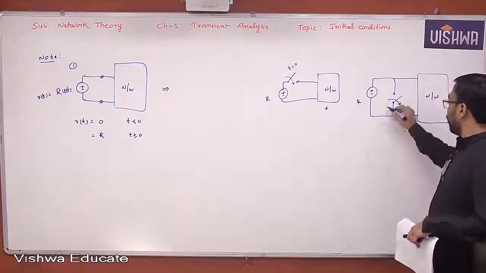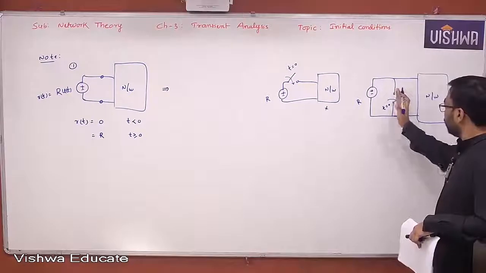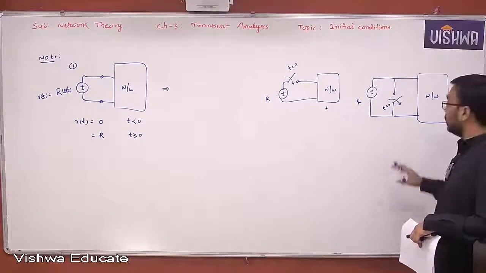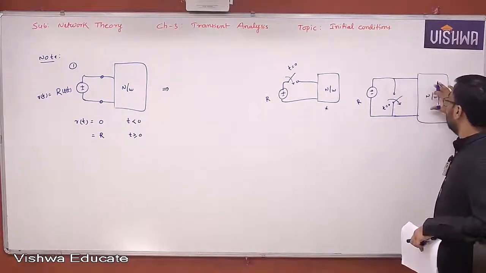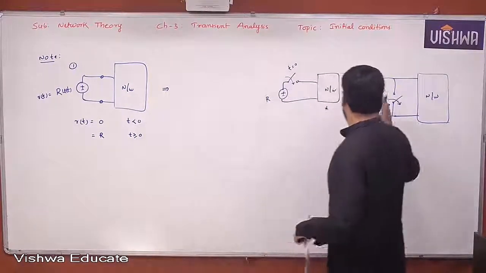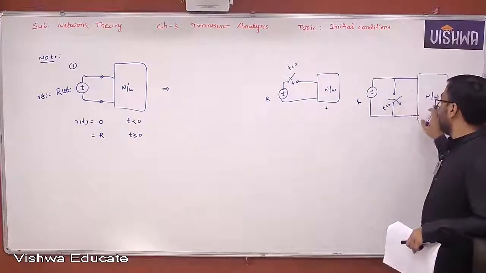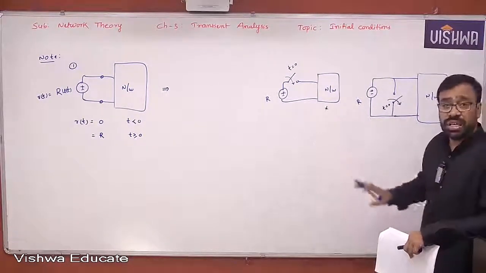For t less than 0, the switch position is what? Short circuit. Yes, it is a short circuit. Short circuit is given to the network. Therefore, the first condition is satisfied. For t greater than or equal to 0, capital R is given to the network. Therefore, the second condition is also satisfied.